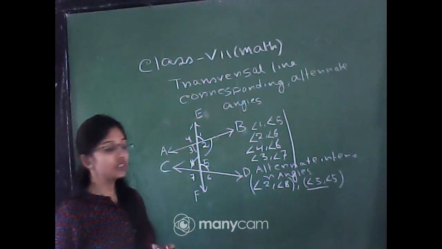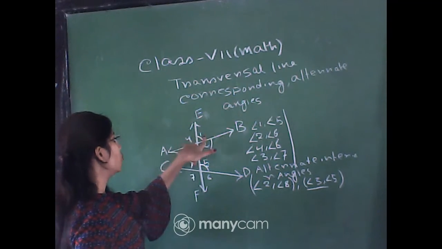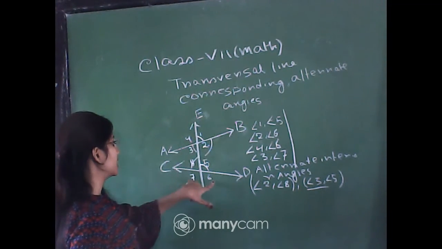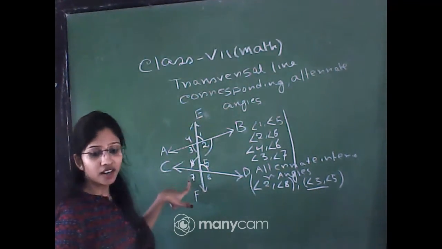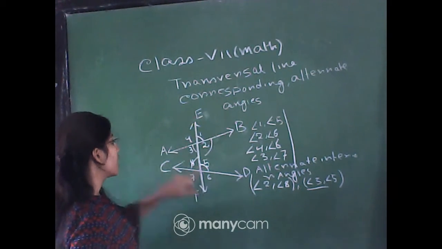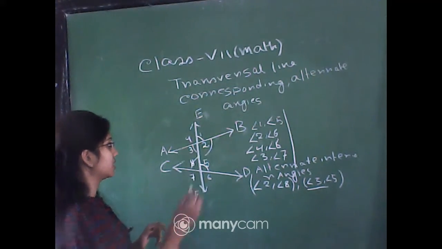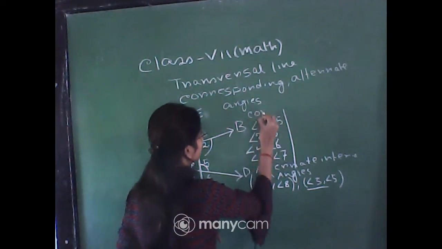Any problem, student? Also we see that angle 1, angle 4, angle 6, angle 7 are exterior angles.